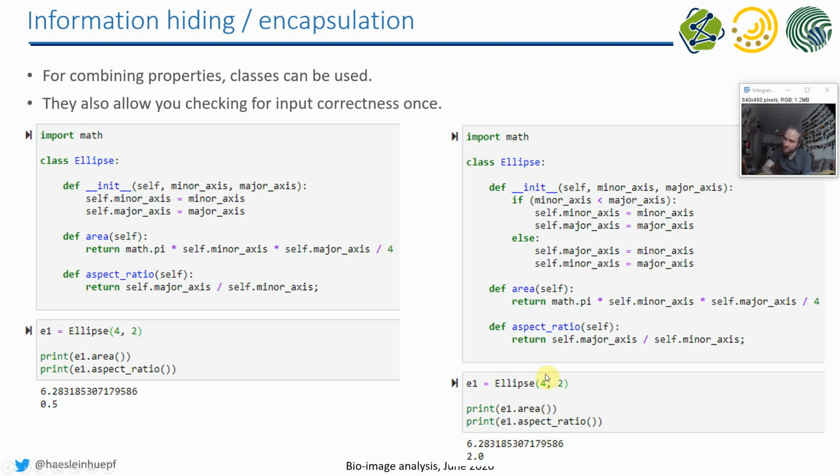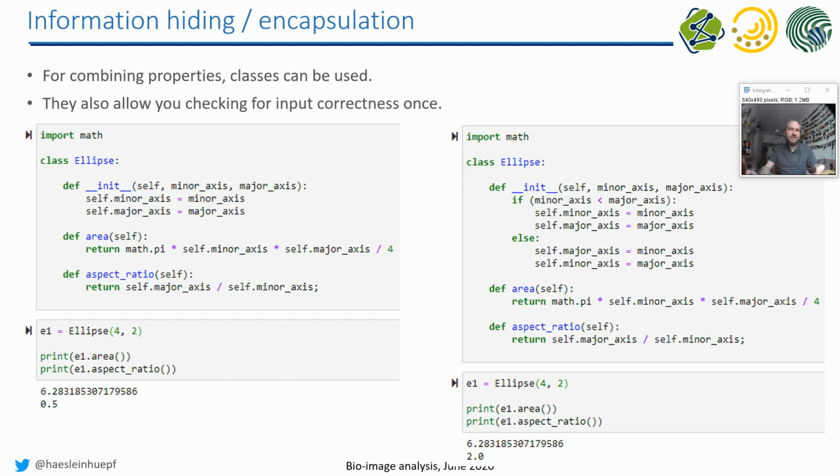And then suddenly, even though I entered these two numbers here in the wrong way, the aspect ratio is correct. And you don't have to do this check or spit out an error message in every individual function. You do this once in the initializer of the class. And I'm introducing you here to the concept of object-oriented programming, not because I want you to do this. It's a little bit of an excursion, let's say.